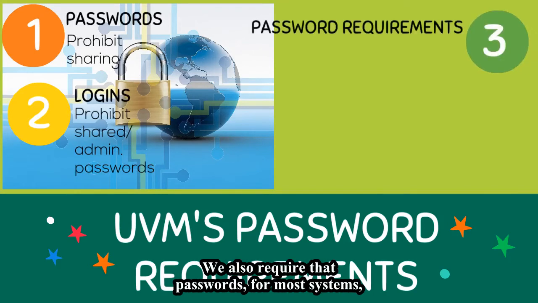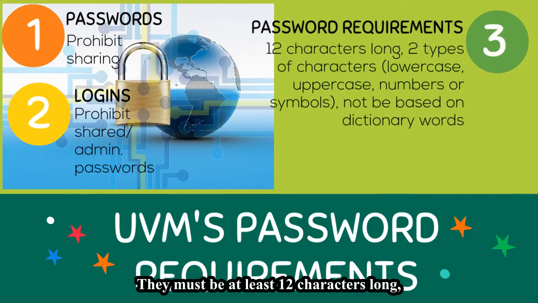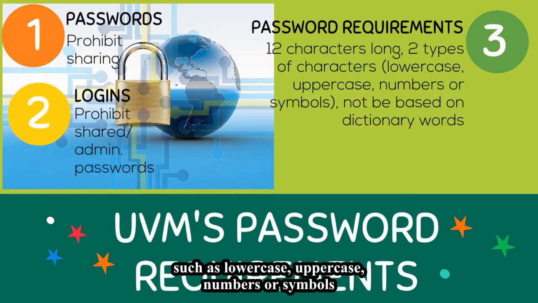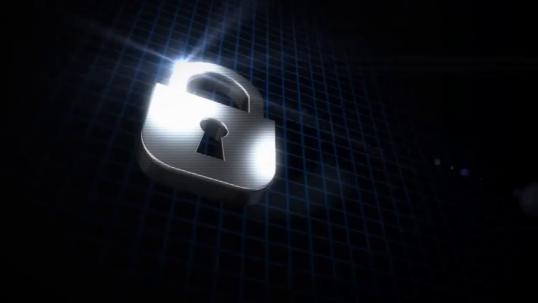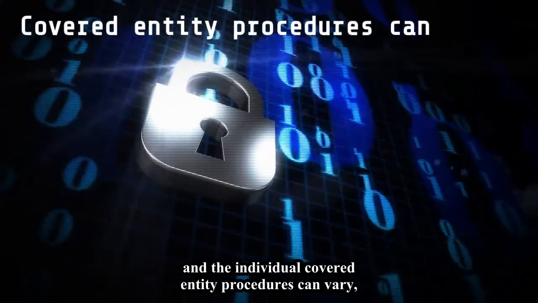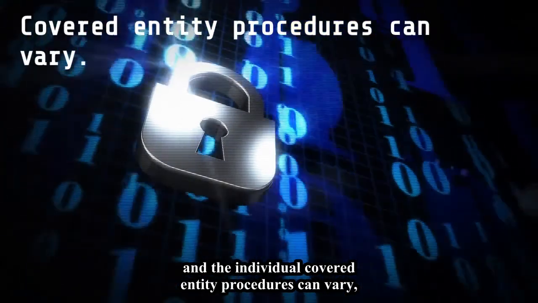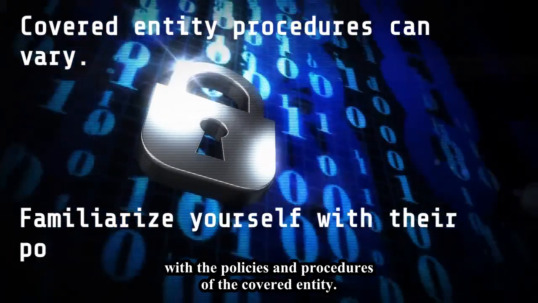We also require that passwords for most systems contain the following. They must be at least 12 characters long, contain at least 2 types of characters, such as lowercase, uppercase, numbers, or symbols, and that passwords not be based on dictionary words. Given that the administrative, physical, and technical safeguards and the individual covered entity procedures can vary, it is important that you familiarize yourself with the policies and procedures of the covered entity.